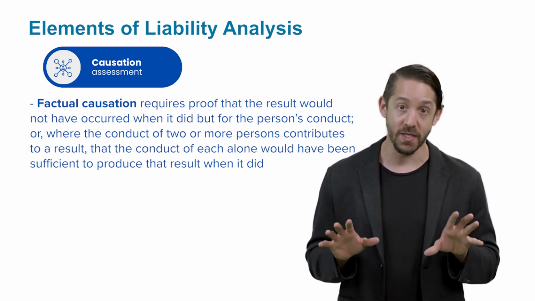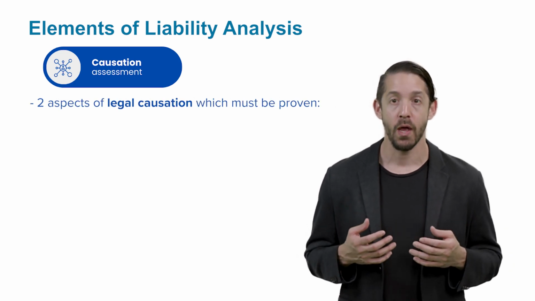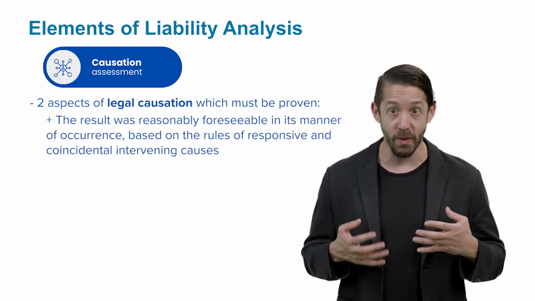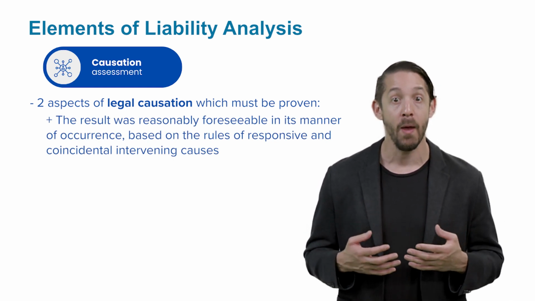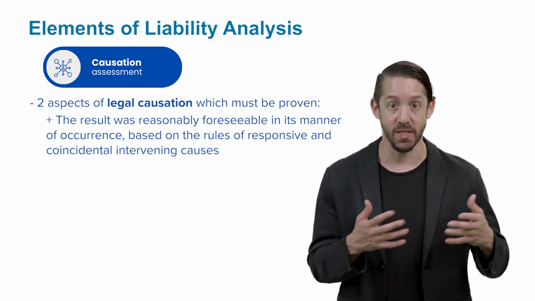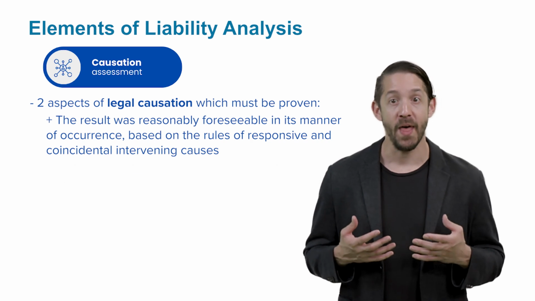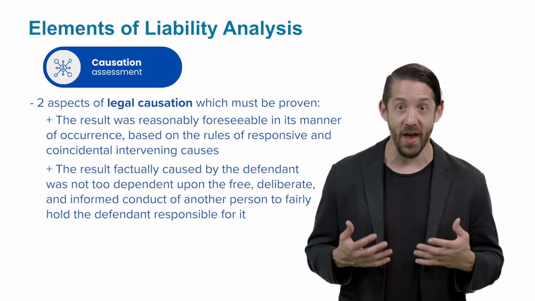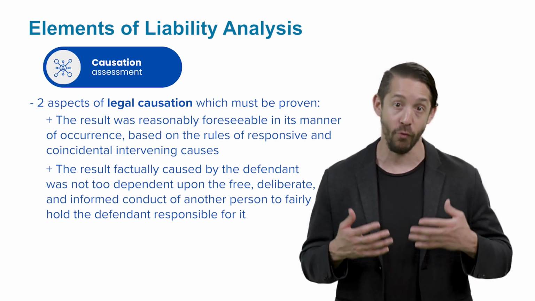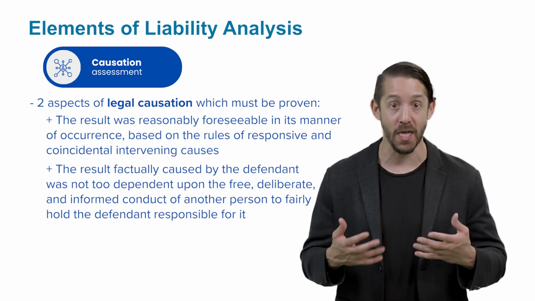For purposes of this class, there are two aspects of legal causation which must be proven. First, and most fundamentally, it has to be proven that the result was reasonably foreseeable in its manner of occurrence, based on the rules of responsive and coincidental intervening causes we discussed in class. Second, it must also be proven that the result factually caused by the defendant was not too dependent upon the free, deliberate, and informed conduct of another person to fairly hold the defendant responsible for it.